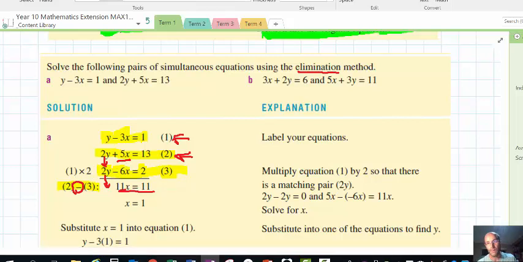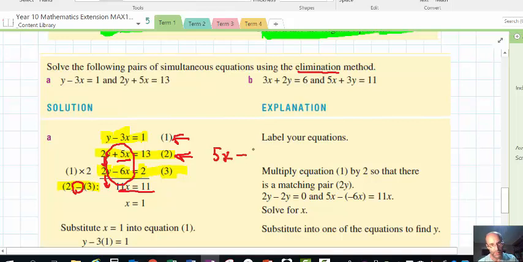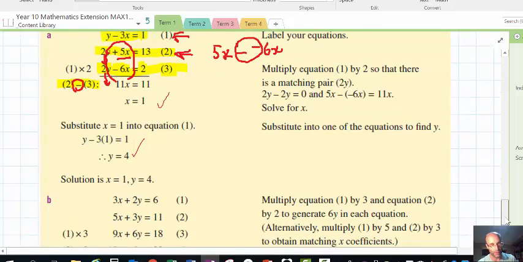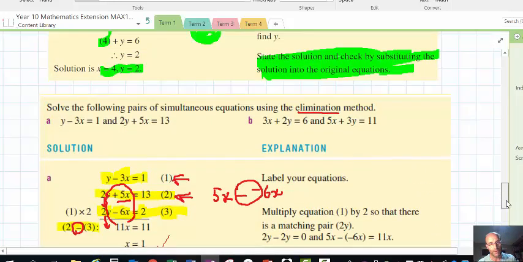So 5x take negative 6x. Now be careful, 5x take negative 6x, so that's 5x minus negative 6x, which is the same as 5x plus 6x. That's where they get the 11x from. So be careful of that there. So x equals 1. And then again it's just down to substitution. Sub x equals 1 into one of the equations, it doesn't matter which one, and you get y equals 4. So the simultaneous solution is x equals 1, y equals 4.